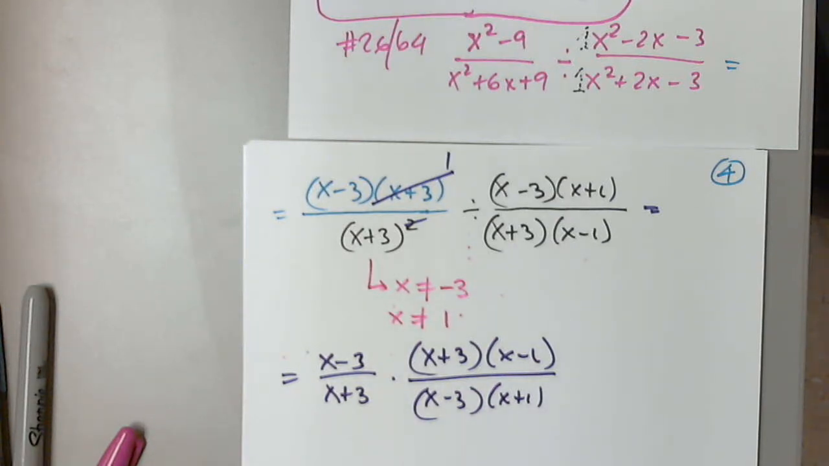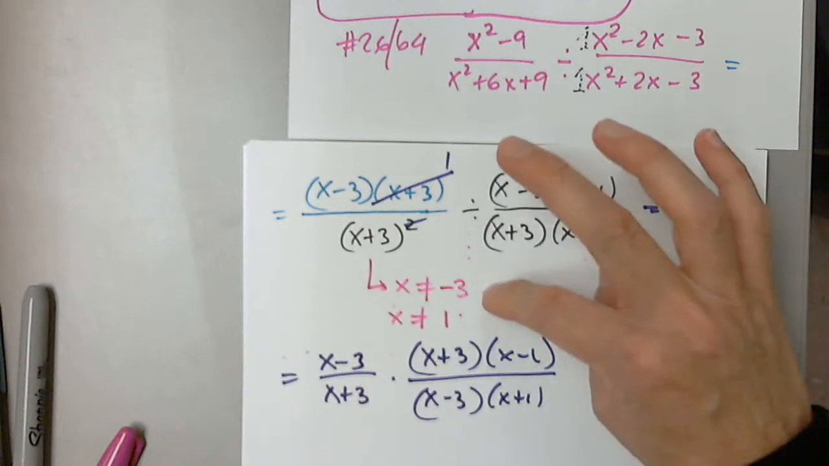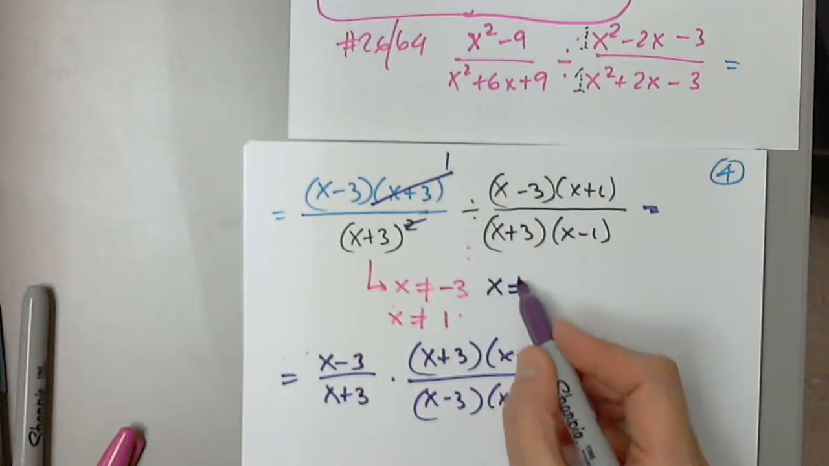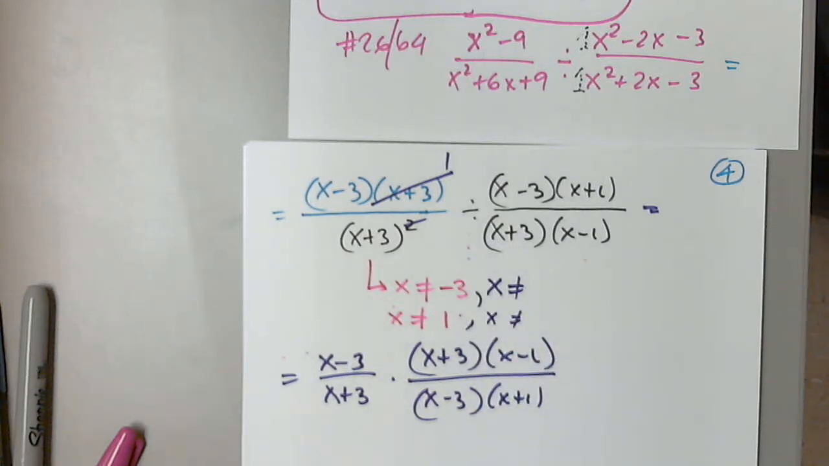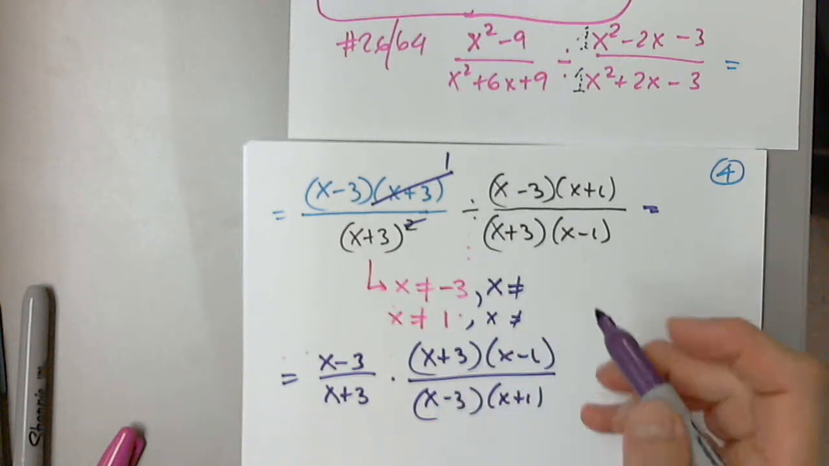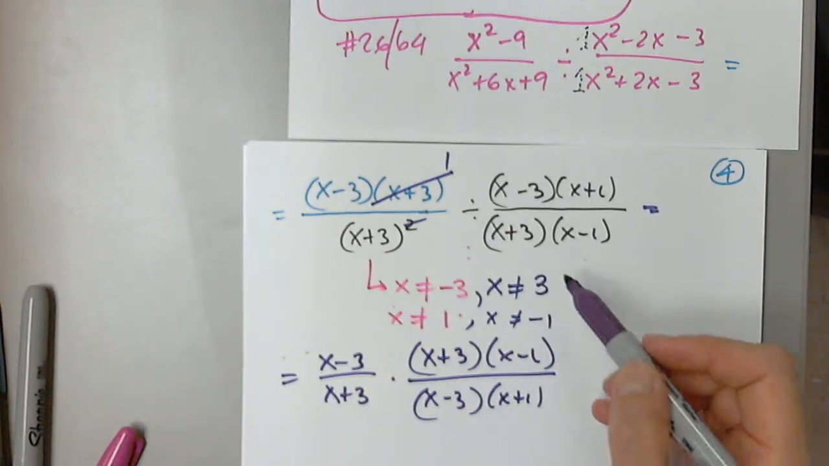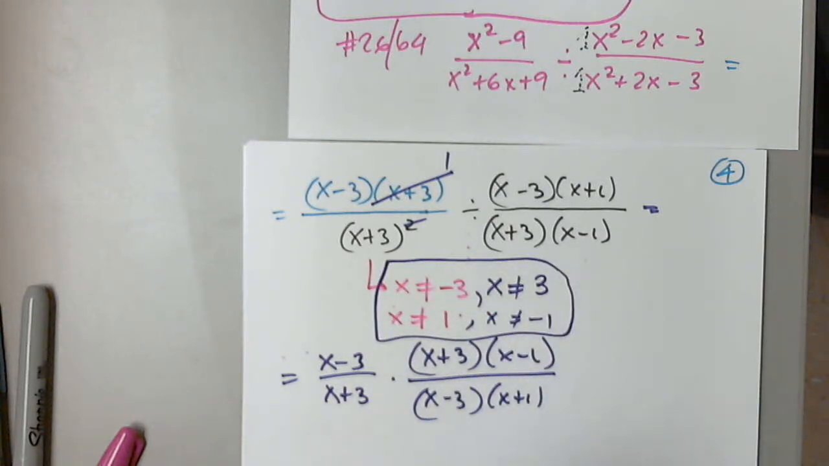Now I have 2 new factors in the denominator. These 2 new factors cannot be 0. So I have 2 more restrictions to add to the list. Can anyone give us 2 more restrictions? One from here, and one from here. Next. Very good. This is extremely important moving forward, and you'll see why. Any questions?